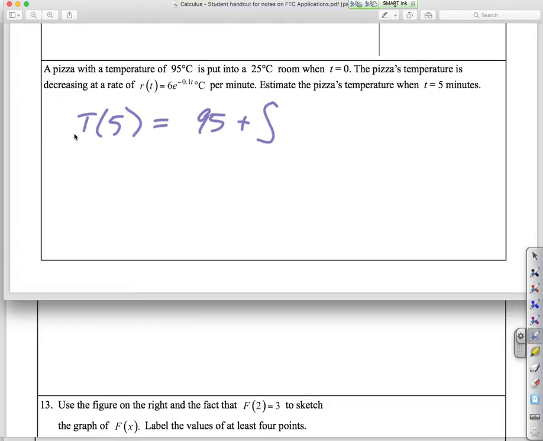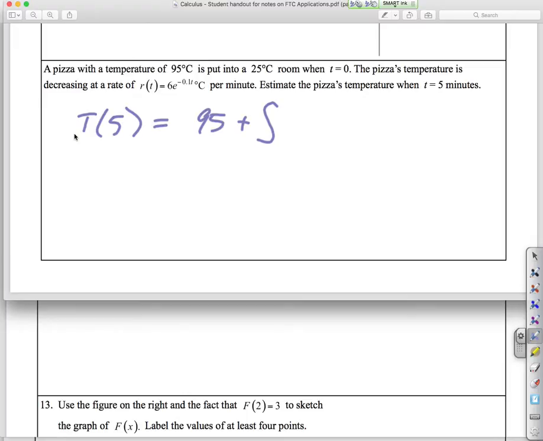That's the original temperature. What does 25 degrees Celsius represent? That's the temperature of the room. What is it I'm trying to find? The temperature of what? Pizza. And that's what 95 degrees is. So that's why I'm not using 25.